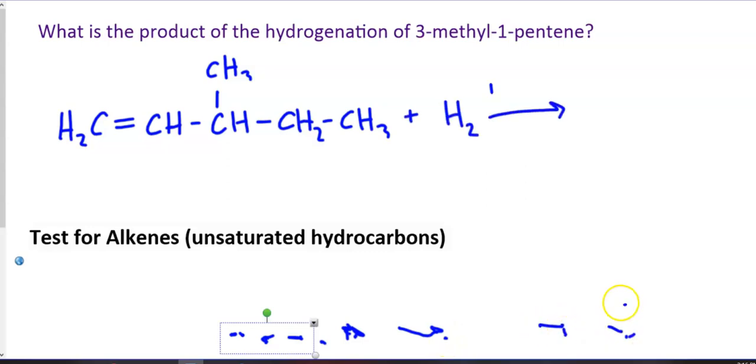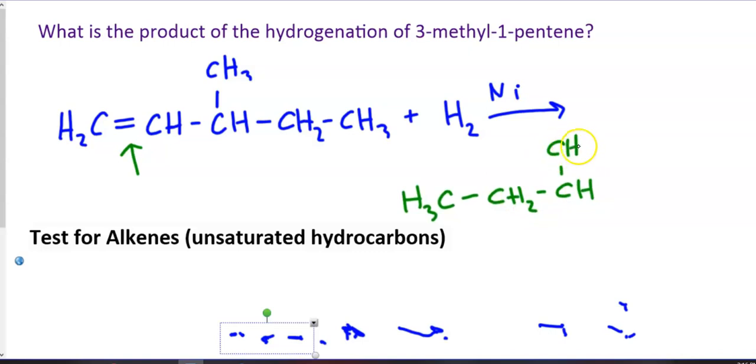Hydrogenation means I'm adding hydrogen. There's going to be some sort of catalyst, and that double bond is going to break right here and be replaced with hydrogen. So I'll have to draw it down here: H3C, and everything's going to have single bonds, CH2, CH, and then there's my methyl group, which hasn't changed. And then CH2, CH3.